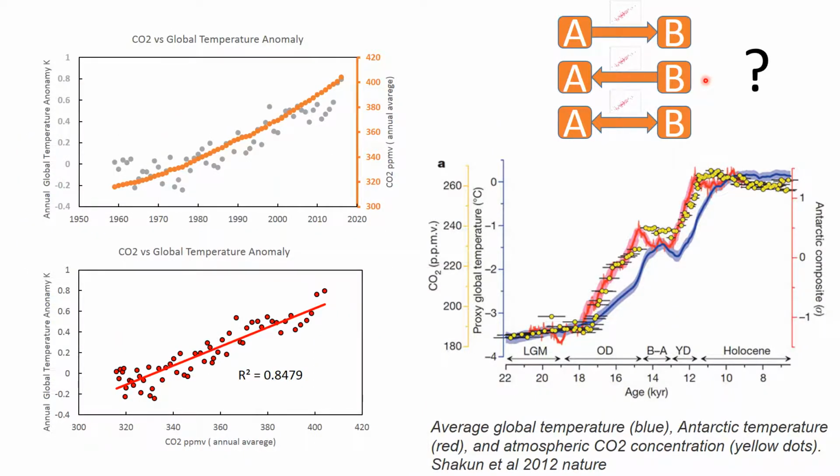So here are some examples of this from the real world. On this graph at the top, we've got annual average CO2 concentrations from the 60s to the present day, these orange dots increasing through time, and then the average global temperature, the grey dots here, also increasing through time. Rather than plot these against time, we could plot them against each other, CO2 concentration against global temperature, and we can see that there is a correlation between the two. In this case, the R squared is 0.85, so 85% of the variance in CO2 is related to variance in temperature.